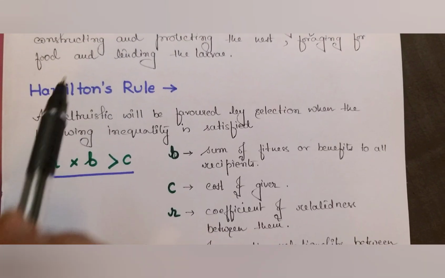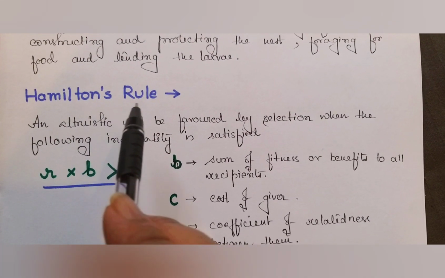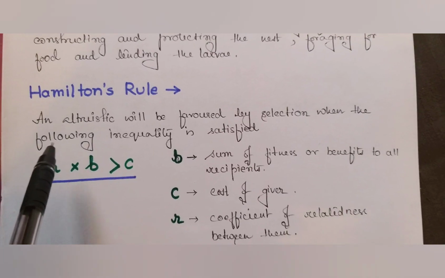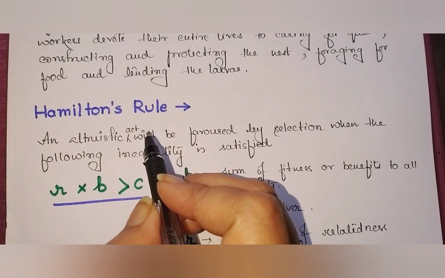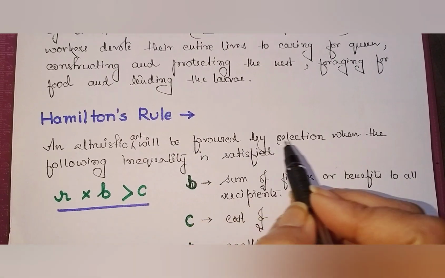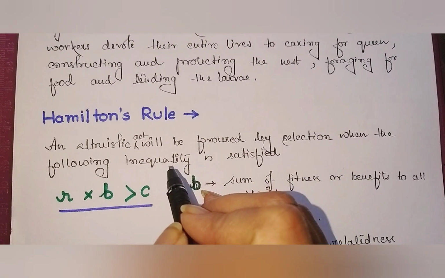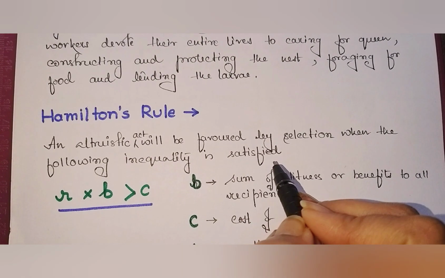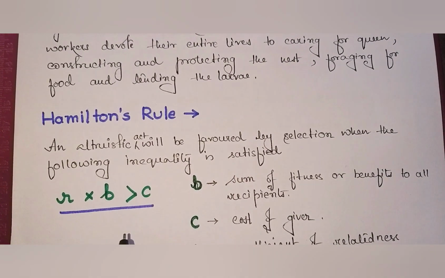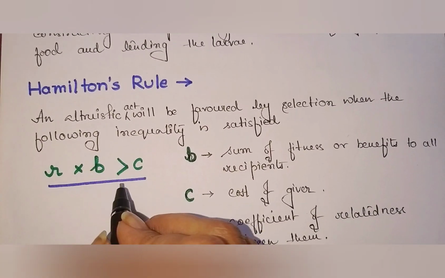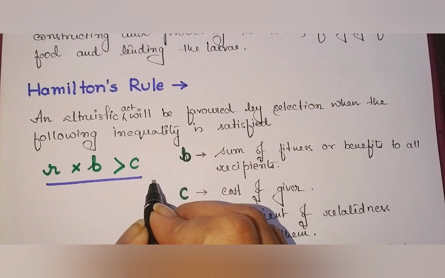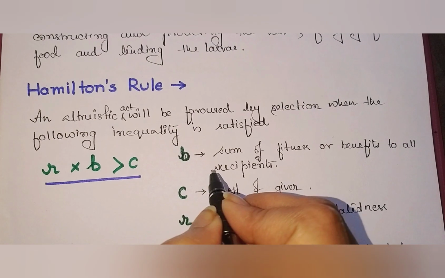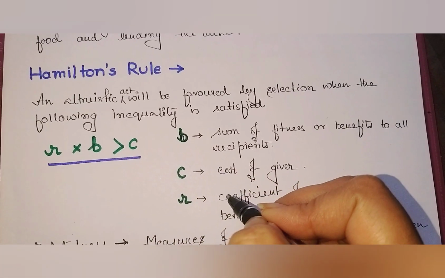Now, to study this, Hamilton has given us an excellent rule. Okay? An altruistic act will be favored by selection when the following inequality is satisfied. This is an inequality, right? There is no equal to sign here. So this is an inequality which has to be satisfied. Right? See, let us see this first.